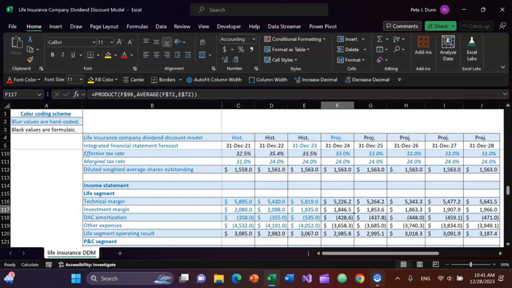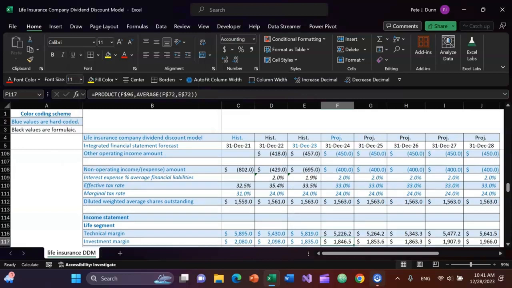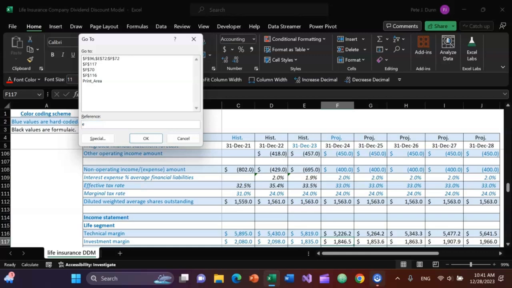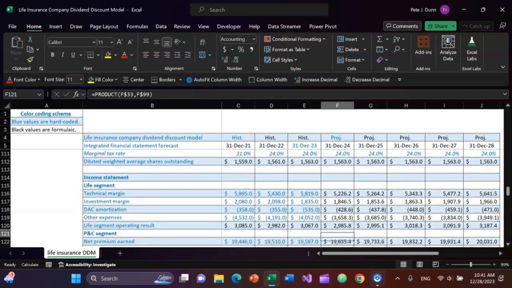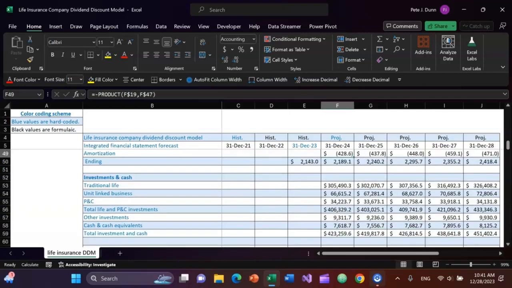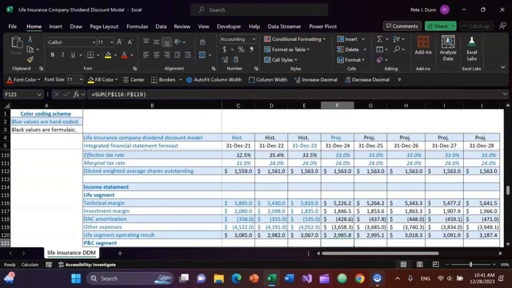Investment margin is going to be based on row 96. So the investment margin as a percentage of average investments. And we can see what those are in row 72. That's the life insurance investment, since this is the life insurance piece. DAC amortization, deferred acquisition cost amortization, that's referenced to row 49. The schedule, F5 enter to get back.